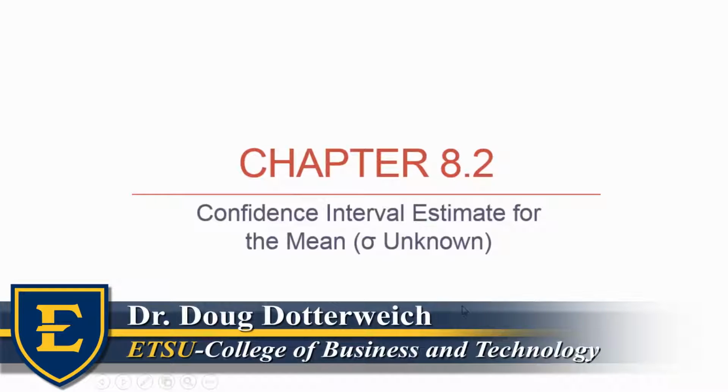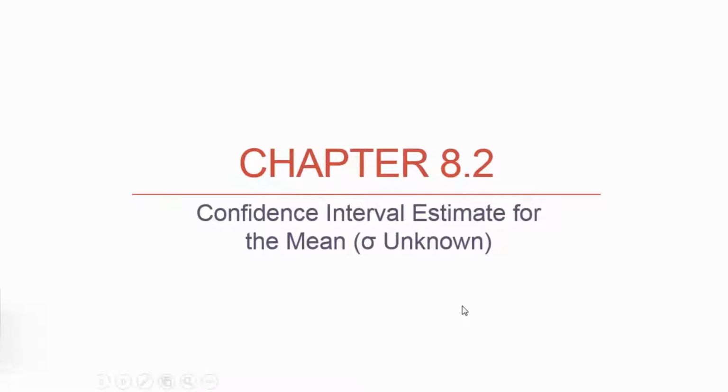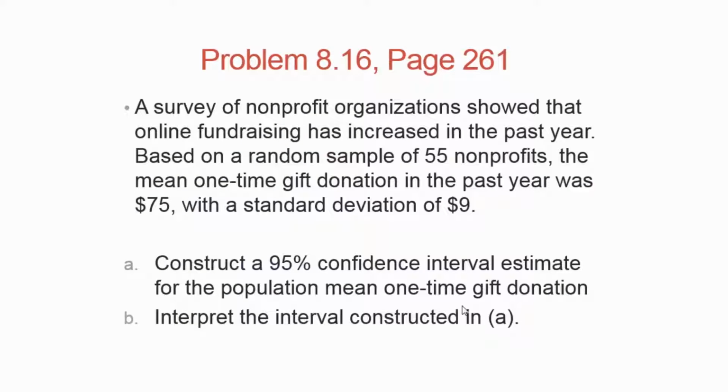Example problem 816, which is from section 2 of chapter 8. The topic is confidence interval estimate for the mean, where sigma is unknown. So we're trying to estimate what we think the value of the mean is, and we don't know the population standard deviation. This problem is from page 261.